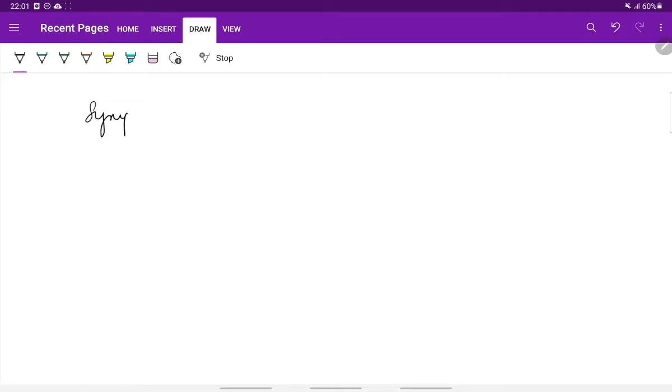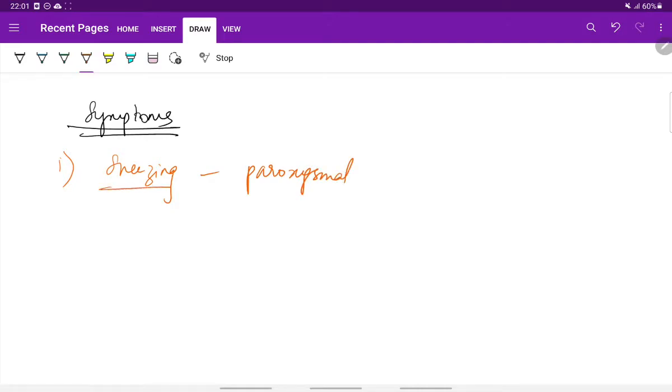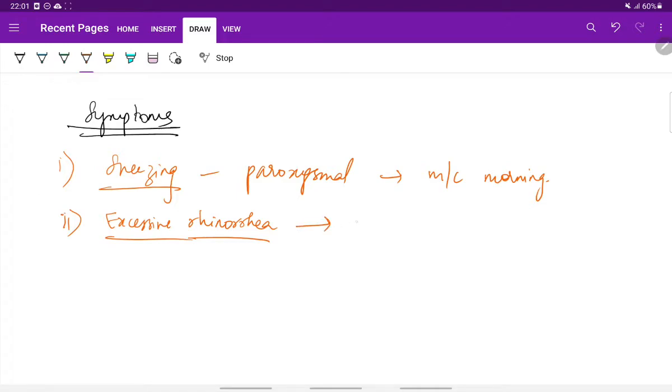Next, coming to the symptoms of vasomotor rhinitis. The symptoms are similar to that of allergic rhinitis and they include sneezing, which is paroxysmal in nature, more commonly seen in the morning as soon as the patient wakes up. Next is excessive rhinorrhea, that is running nose. Sometimes this can be the only predominant symptom. The discharge seen here is watery discharge and it is profuse in nature.